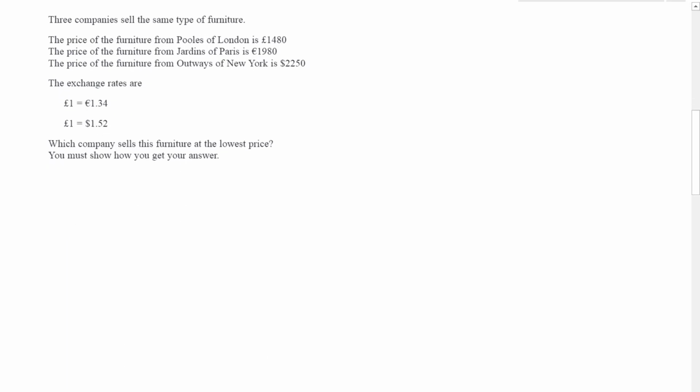So we have 3 companies selling the same type of furniture. The price of furniture from Paul's in London is £1,480. The price of the furniture from Jardins of Paris is €1,980. And the price of the furniture from Outways of New York is $2,250. Now I've been given these exchange rates, so I'm going to write these out more explicitly. So £1 is equal to €1.34, and £1 is equal to $1.52.